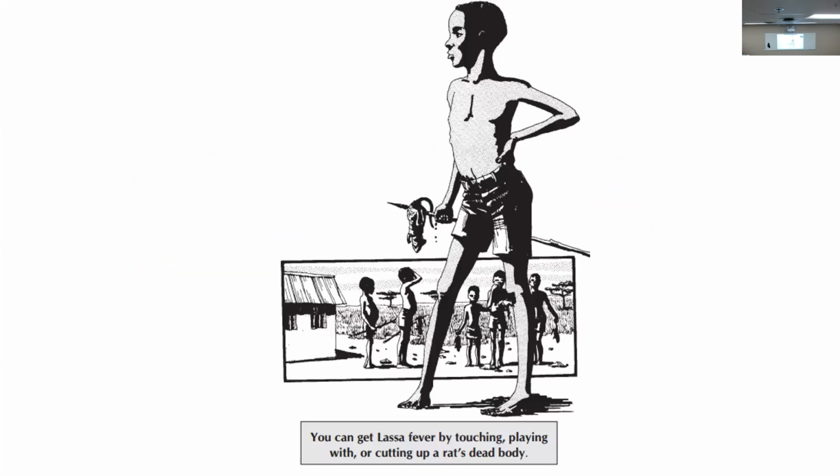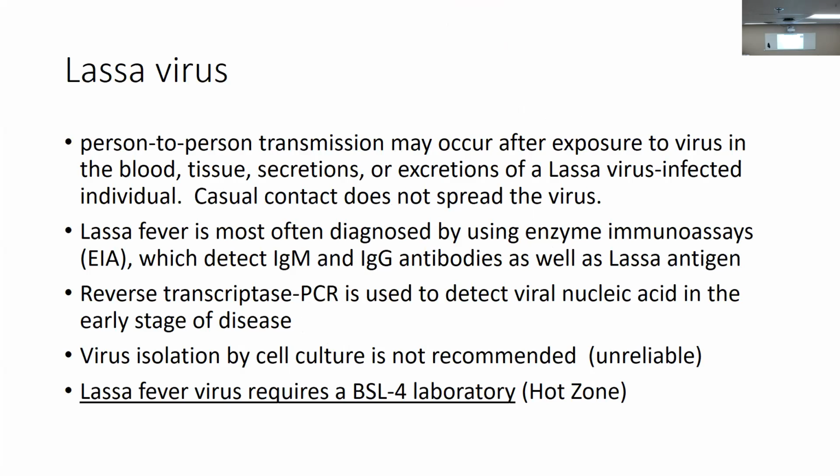So here's a picture. Please don't touch your rat. Looks like this guy is spearing rats and they're holding them and carrying them. Person-to-person transmission can occur if there's exposure to blood, tissue, secretions, right? And that's what we know from Ebola too.